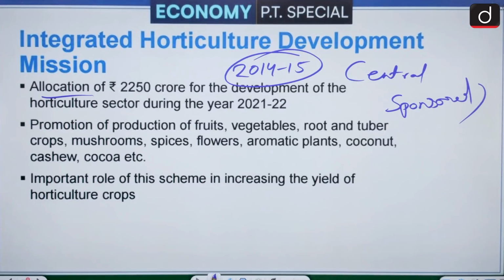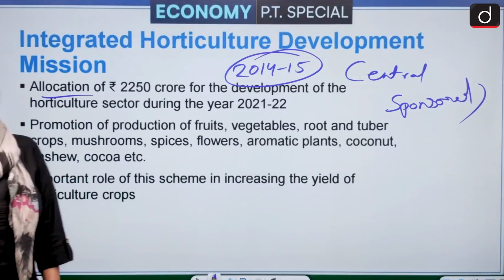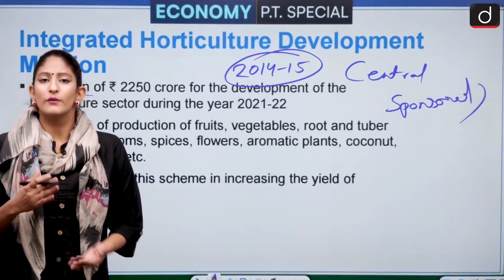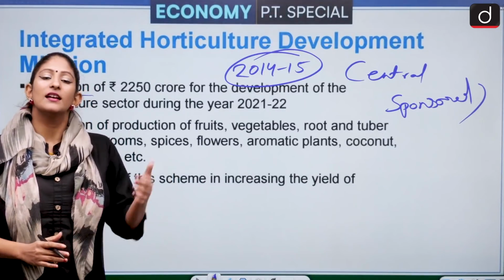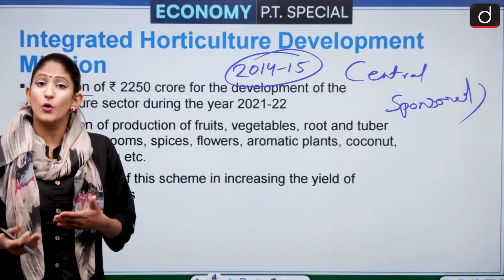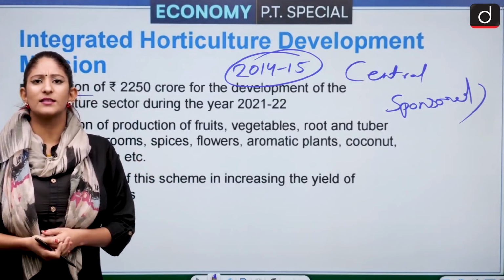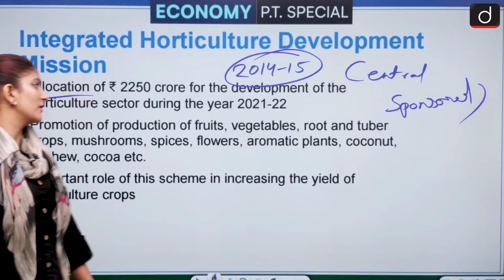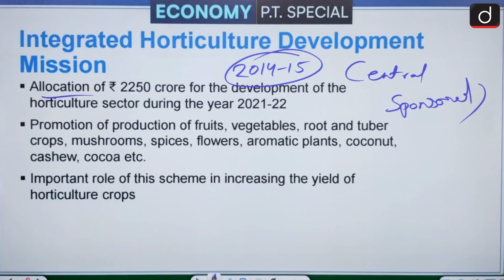Horticulture is an industry which cultivates food, spices, cashews, coconut, and ornamental flowers. So all this comes under horticulture. The scheme promotes the production of fruits, vegetables, roots and tuber crops, mushrooms, spices, flowers, aromatic plants, coconut, cashew and cocoa. An important role of the scheme is increasing the yield of horticulture crops.